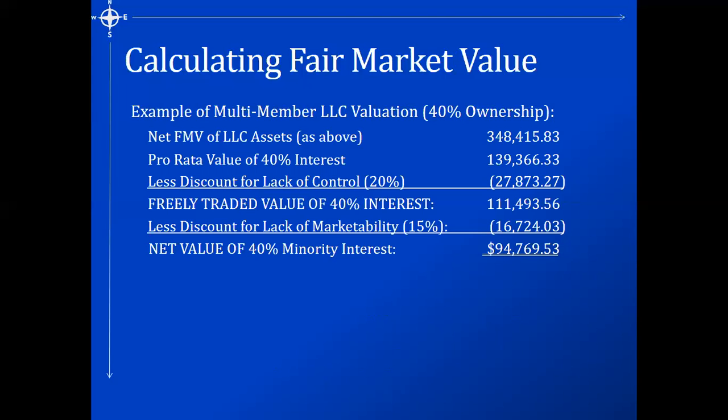So that discount is $27,873. So the freely traded value of the 40% interest is $111,493.56. And then we have to figure out, well, what is the discount for lack of marketability? And again, business appraisers have a lot of information that they gather about discounts for lack of marketability of similar business interests that they might find in various different ways. So in this case, we might take a 15% discount for lack of marketability.